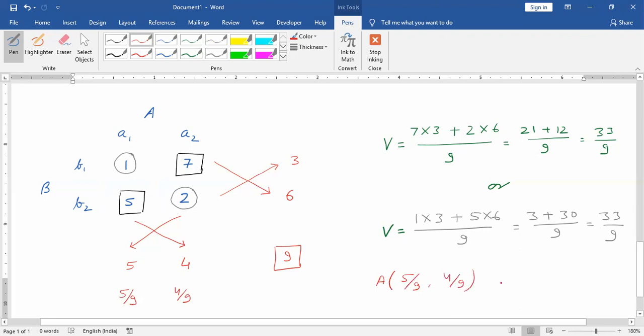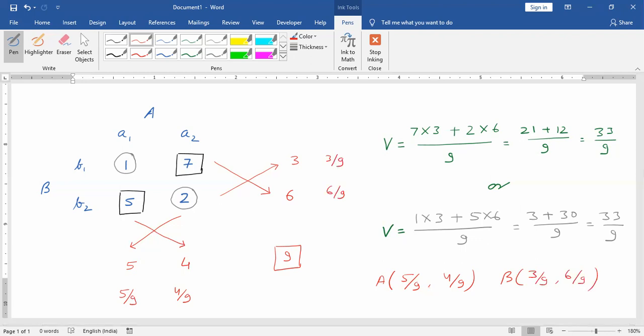What about for player B? The difference in front of B1 is 3. So it becomes 3 by 9. And B2, it is 6, so 6 by 9. So the strategies are 3 by 9, comma 6 by 9. So with the help of this difference method, we can find the value of game and the strategies of a 2 by 2 matrix. Right, all of you?